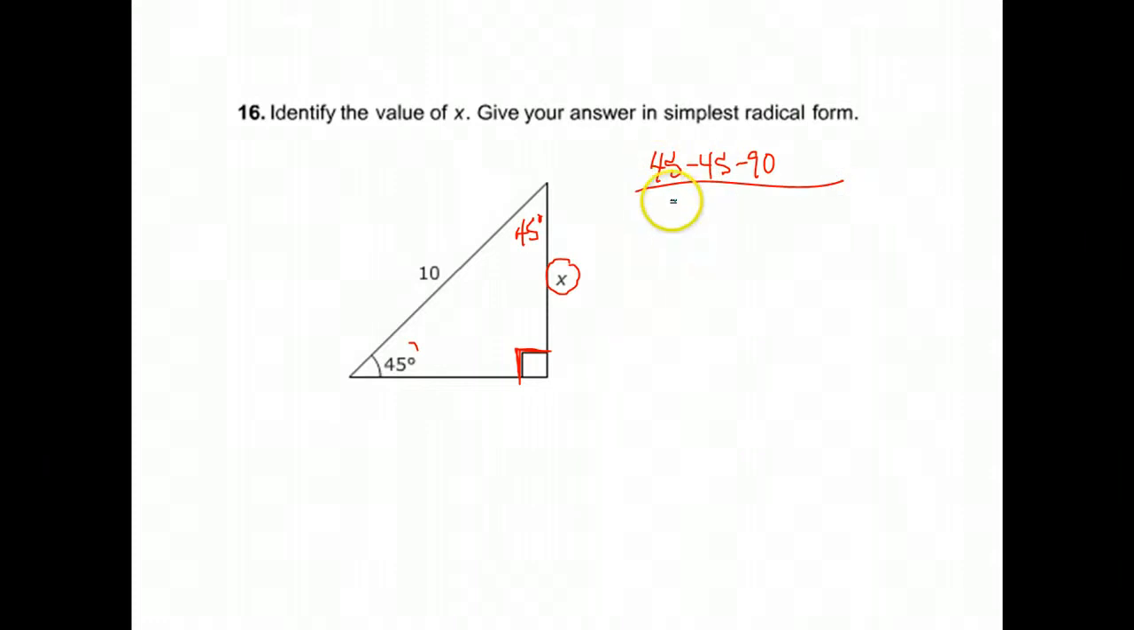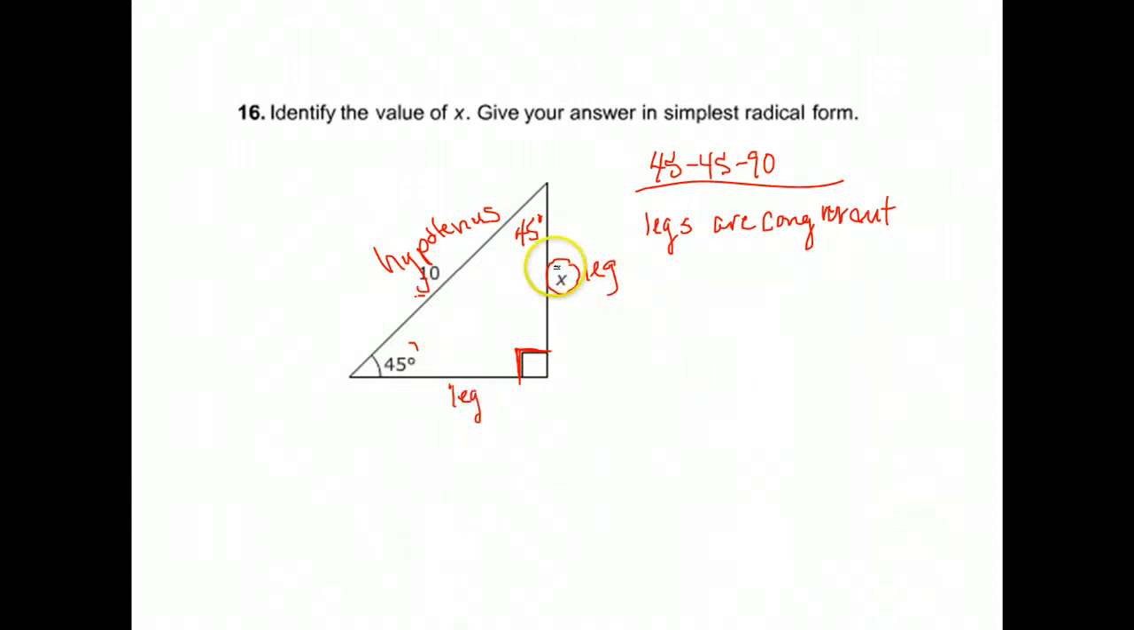We had special things that we knew about 45, 45, 90. One was that the legs were congruent. But that doesn't do us any good in this case because we're not looking for the other leg. We have the hypotenuse and we're trying to find one of the legs. Okay, the legs are congruent in a 45, 45, 90, but again, we move on.